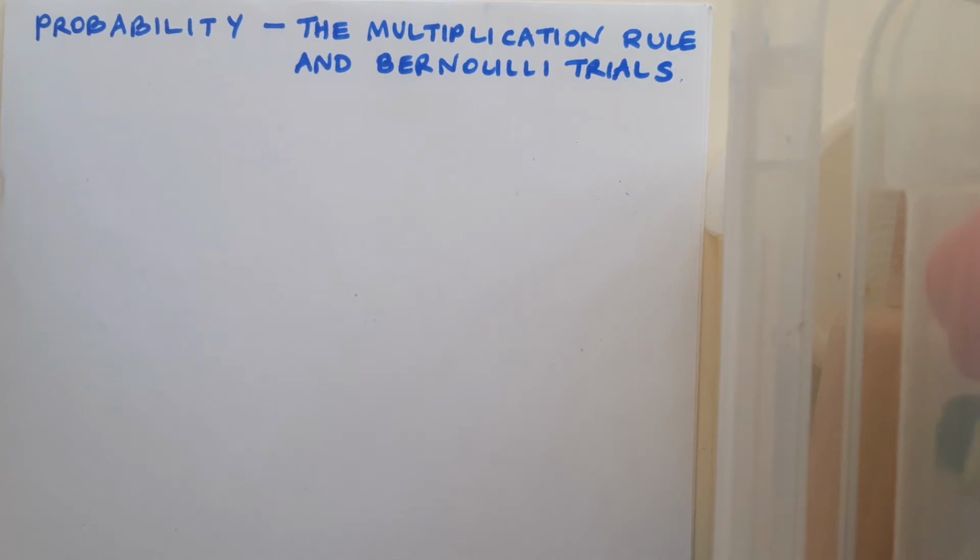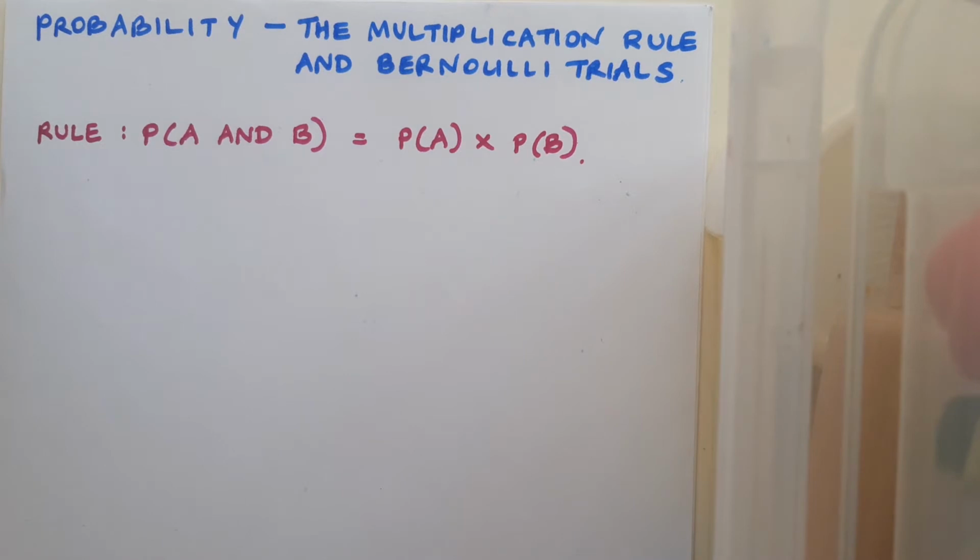This is a video on probability with a focus on the multiplication rule and Bernoulli trials. The multiplication rule states that the probability of A and B is equal to the probability of A multiplied by the probability of B. So when you see the word and, you want to multiply. We tend to use this rule when we have a chain of events and we can know the probability of each individual event and we want to find the probability of the overall chain of events.